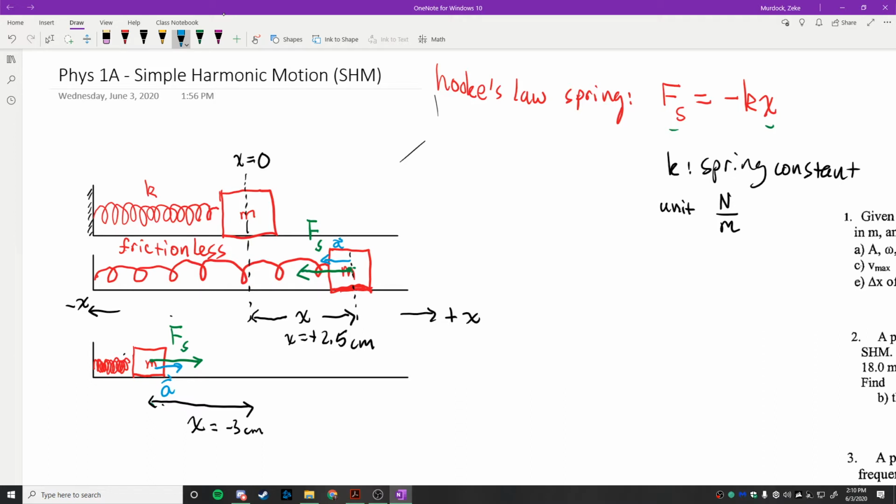What we want to do is think about what's going to happen if we let this system move forever, if there truly is no friction here. You pull the box to some location, you let it go, and it's just going to oscillate back and forth and back and forth forever.